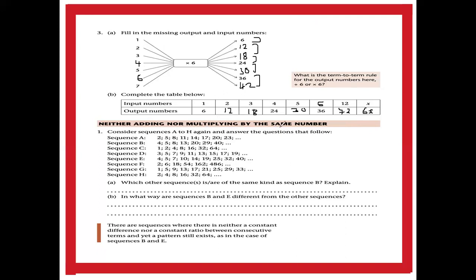Neither adding nor multiplying by the same number. Consider sequences A to H again and answer the questions that follow. Which sequences are the same kind as sequence B? In what way are the sequences B and E different from the other sequences? Okay, these are questions for you guys to answer. And then it says here, there are sequences where there's neither a constant difference nor a constant ratio between the consecutive terms, and yet a pattern still exists, as in the cases of B and E. So B, remember, I think this is the odd numbers getting added. So we have 1, then 3, then 5, 7.